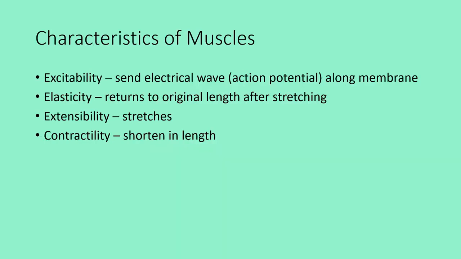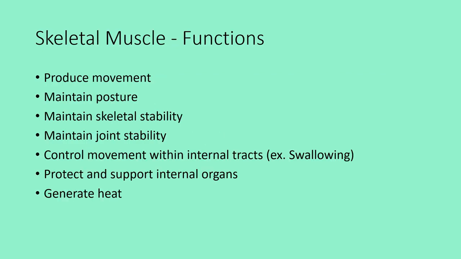So what are some characteristics of muscles? Excitability. That means that you can send this electrical impulse or electrical wave that we call action potential along the membrane. Elasticity means that after you stretch it, it will return back to its original length. Extensibility means it will stretch. Contractility means it can also shorten in length. So obviously there's a lot of movement associated with muscles.